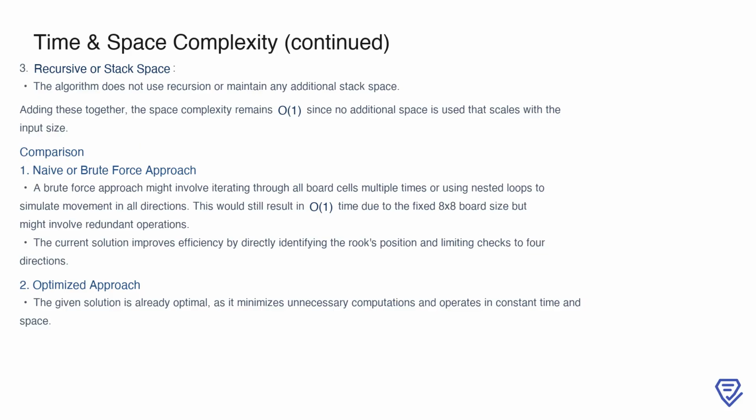Comparing this approach to a naive or brute force method, we can see the efficiency of the optimized solution. A brute force method might involve iterating through all board cells multiple times or using nested loops to simulate movement in all directions. While the time complexity of such approaches would still be O(1), due to the fixed board size, they might involve redundant operations, making them less efficient. In contrast, the current solution directly identifies the rook's position and performs targeted checks in 4 directions, reducing unnecessary computations and optimizing performance. This makes the solution both time and space efficient.